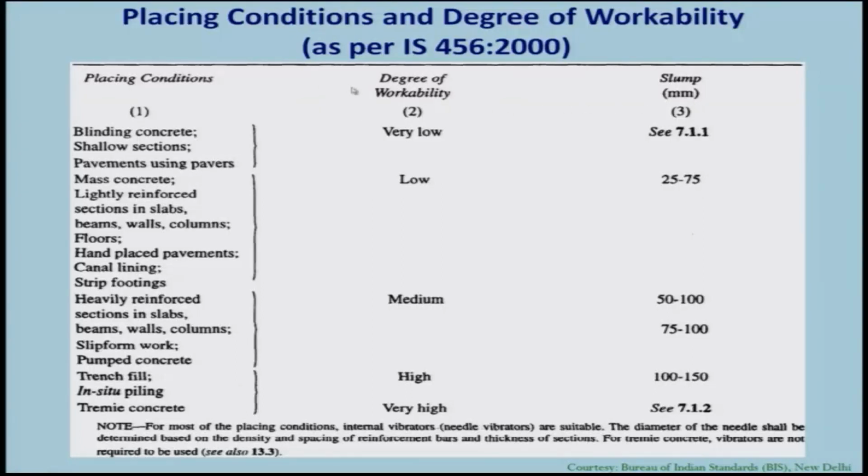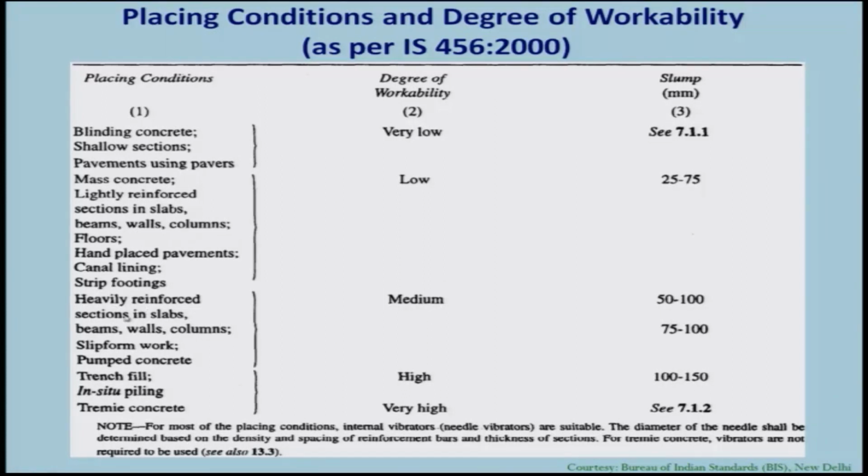The unit is mm. If you take the placing conditions, there are totally four different groups provided. In the first group you have blinding concrete. Usually blinding concrete indicates a small layer of concrete that is poured before you place any reinforcement. The second one within the first group is shallow sections, then pavements using pavers. For all these placement conditions, the degree of workability required is described as very low. In the second group, you have mass concrete, lightly reinforced sections in slabs, beams, walls, columns, floors, hand placed pavements, canal lining, strip footings. For all these, the degree of workability is low, and the appropriate slump value is 25 to 75 mm.